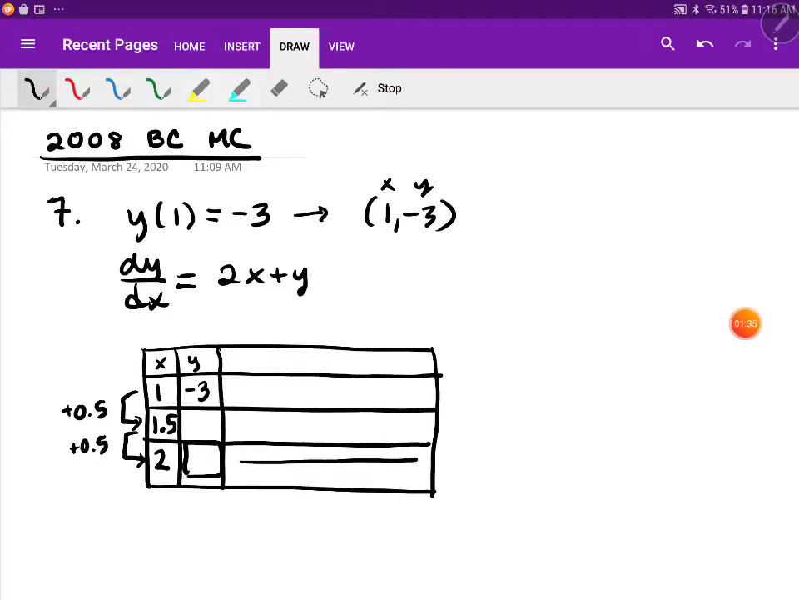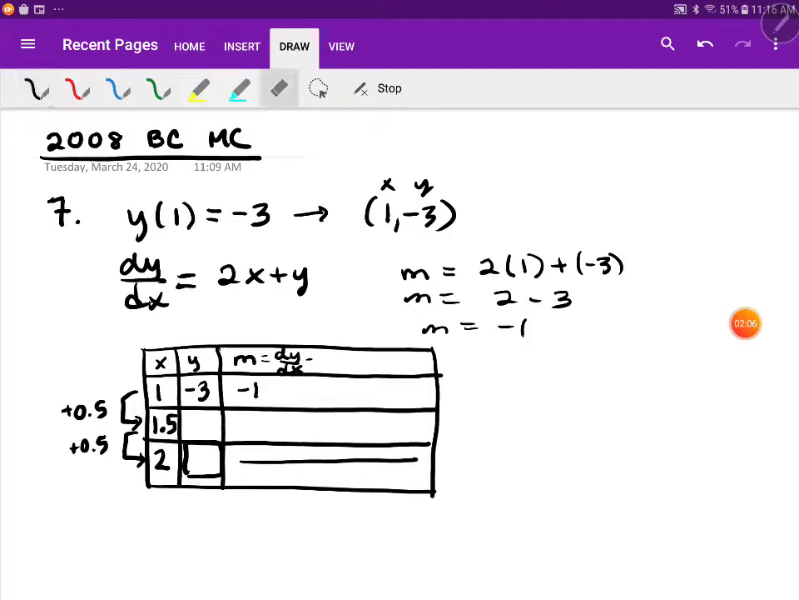Okay, so let's see. So do you remember what you find after the x and the y? So the answer is m. So remember, m is dy/dx. So let's figure that out. So in this case, m would be 2 times 1 plus -3. So 2 minus 3, -1. So that's my m. So my m right here would be -1.